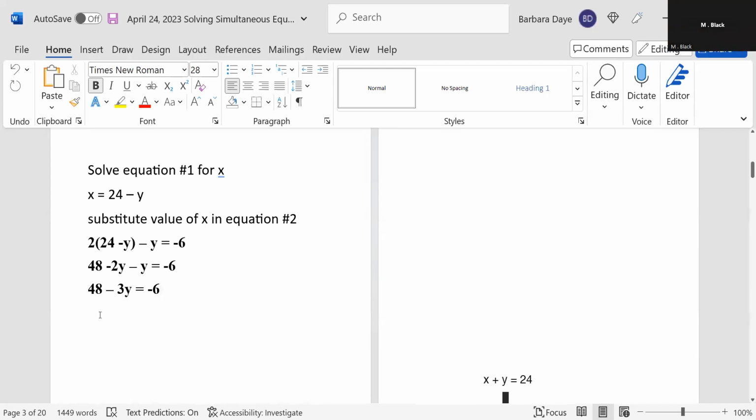Now, Mercedes, what do we do? We're going to add 3 on both sides. No, you've got your y over here where you want it on the left. You need to get your constants together. You need to get the 48 with the minus 6. So what do you do? 48.